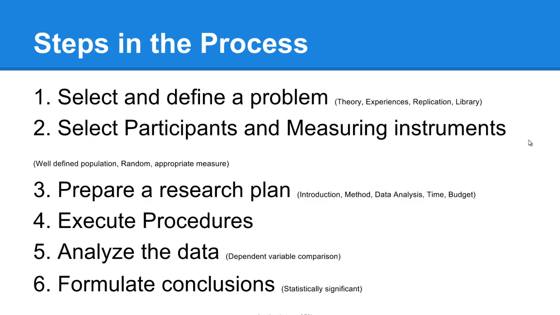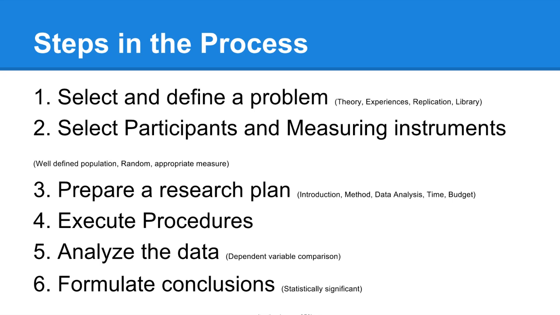So the steps in the process should be pretty familiar to most of us. I'll just run through them briefly. The process steps are in bold and large letters, and keywords on this slide are in parentheses. So for the first step, selecting and defining a problem, the book talks about how that is the most difficult thing for most graduate students.